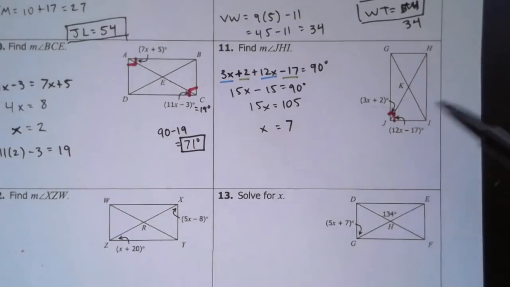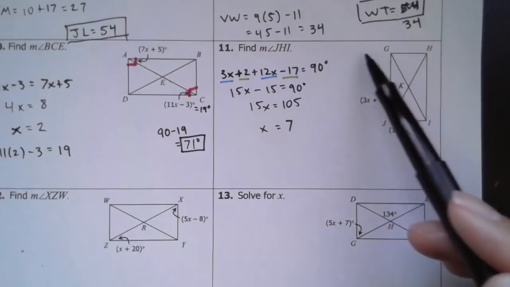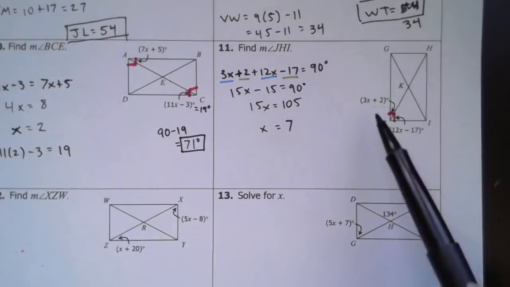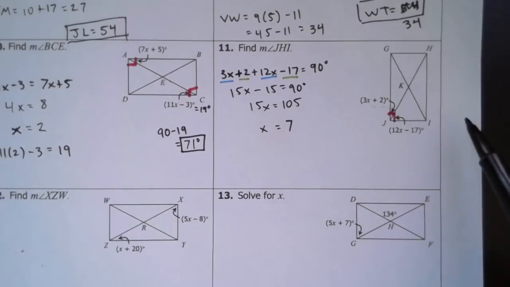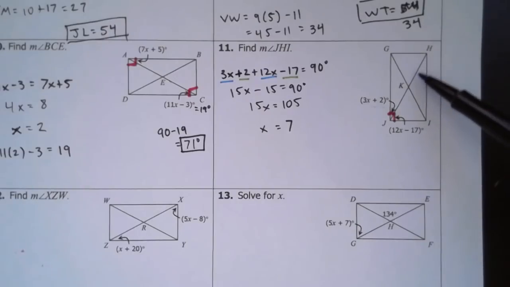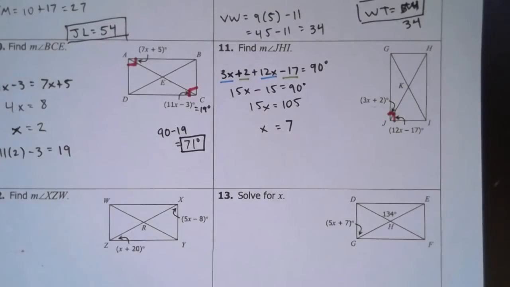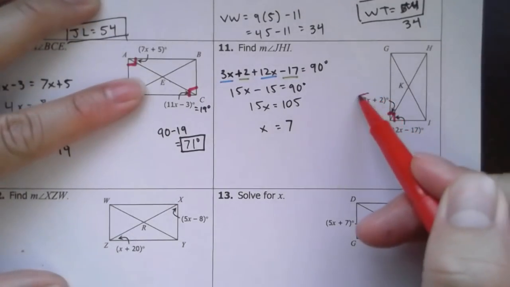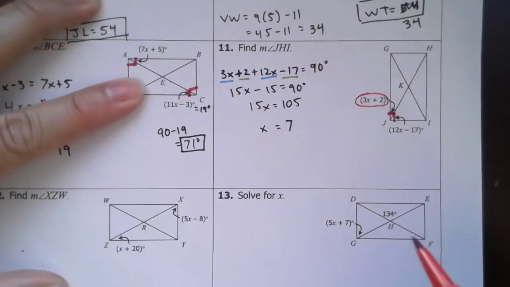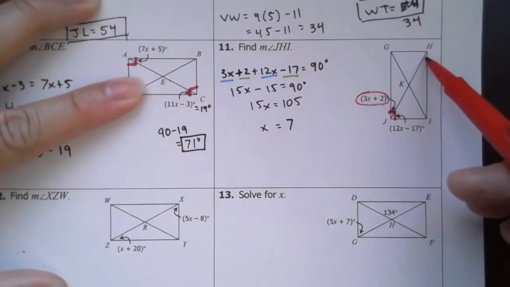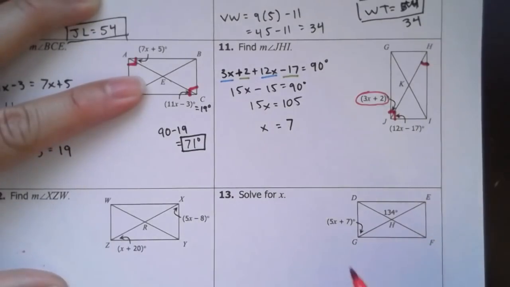We could look at it as alternate interior angles. If I treat these two as my parallel lines, and then this one here is my transversal, then this angle here, let me use red, this angle here is an alternate interior angle with this angle here, so they're equal.